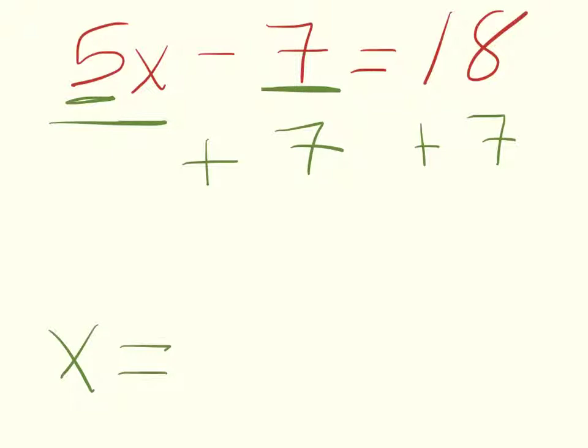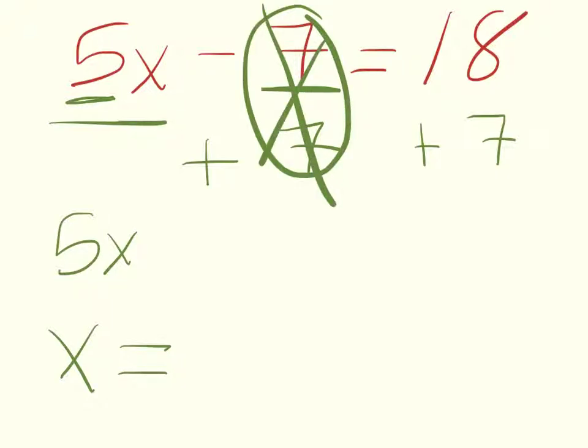So now I'm taking 5x, that just gets brought down. If I was decreasing by 7 and now I'm adding 7, those cancel out, those are just 0. So now I would have 5x plus 0, and I'm just going to leave it as 5x. And now I have 18 plus 7, which equals 25. Now my new equation is 5 times x equals 25. Again, this 5 is getting in my way of having x alone, so I need to get rid of it.